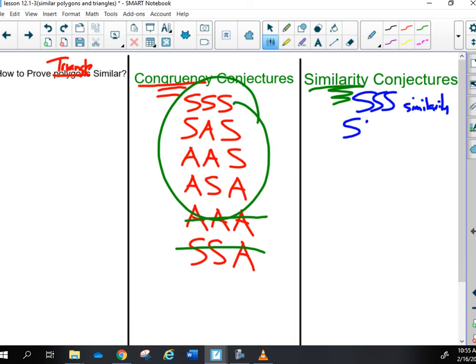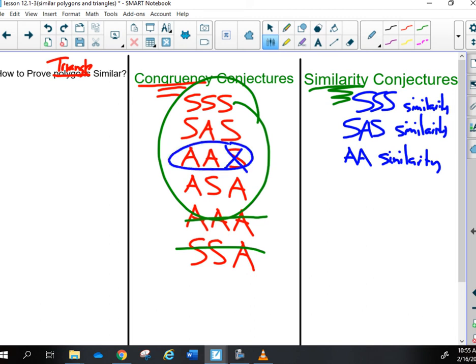We had the one with an angle between the two sides. This is only for triangles. If there's an angle between two sides of a triangle, the triangles are going to be similar. Then we came up here and said, if you have two angles, then they are going to be similar to one another. This is a little different than congruency. This one right here had two angles.